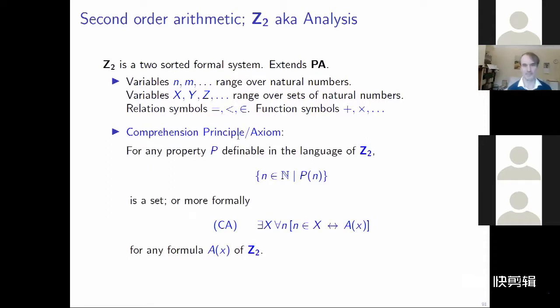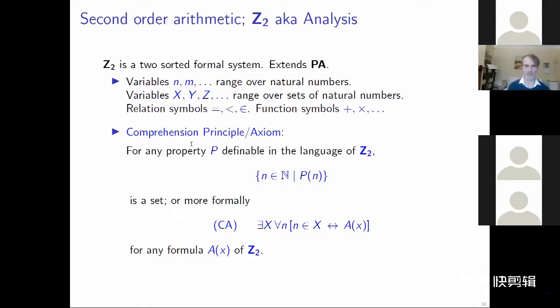And then it has a comprehension principle. It says that if you have any property definable in this language, let's call it P, then the collection of all the natural numbers n such that Pn holds forms a set. This is formally expressed by the comprehension principle here. Okay, and it turns out that these formal systems are quite strong.